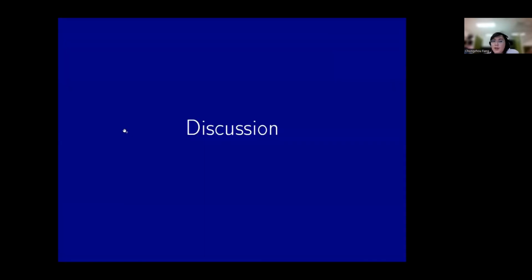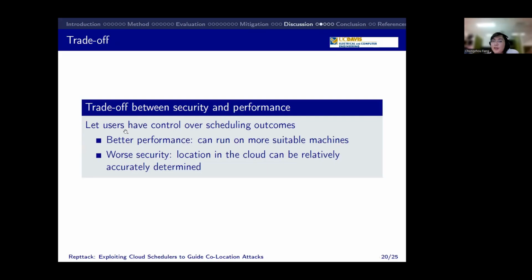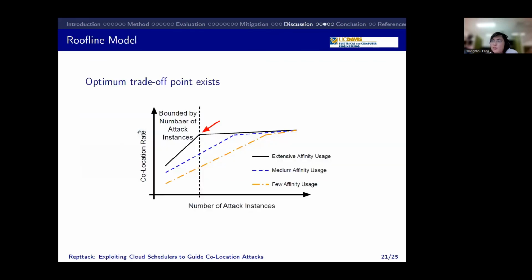Then comes some discussion of our interesting findings. First of all, this work shows a trade-off in the design of scheduling algorithms. Letting users have control over scheduling outcome enables better performance and better user satisfaction, since they can choose to run on nodes that are most suitable. However, it causes security problems, since location in the cloud can now be relatively accurately determined and exploited by attackers.